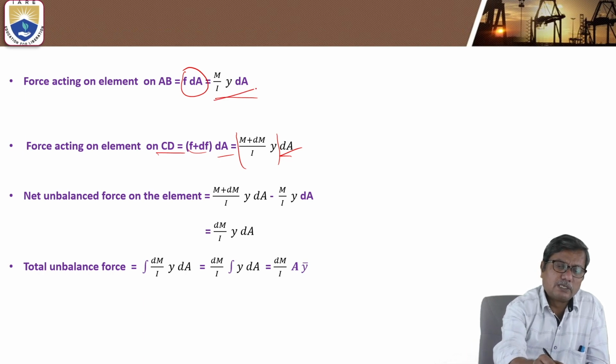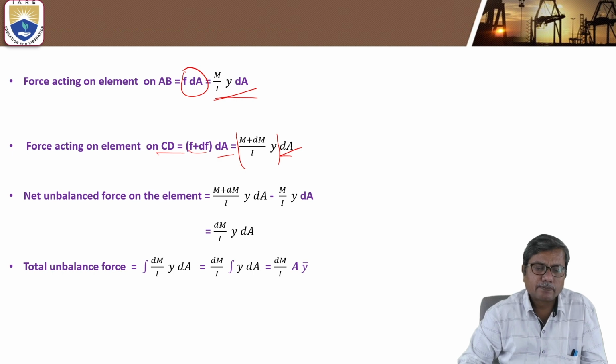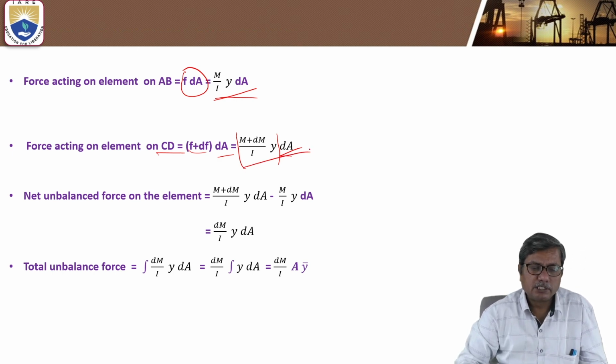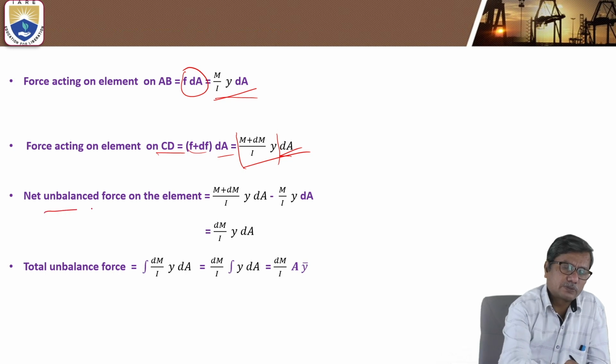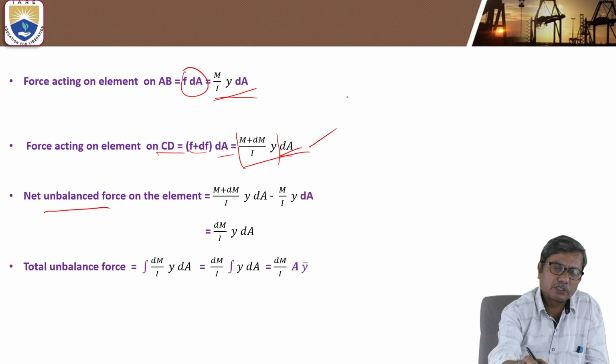So from the left side you have the force M by I into Y into dA, and from the right you have M plus dM by I into Y dA. That means there will be some unbalanced force acting on the elementary cylinder. That unbalanced force is given as the difference of these two forces.